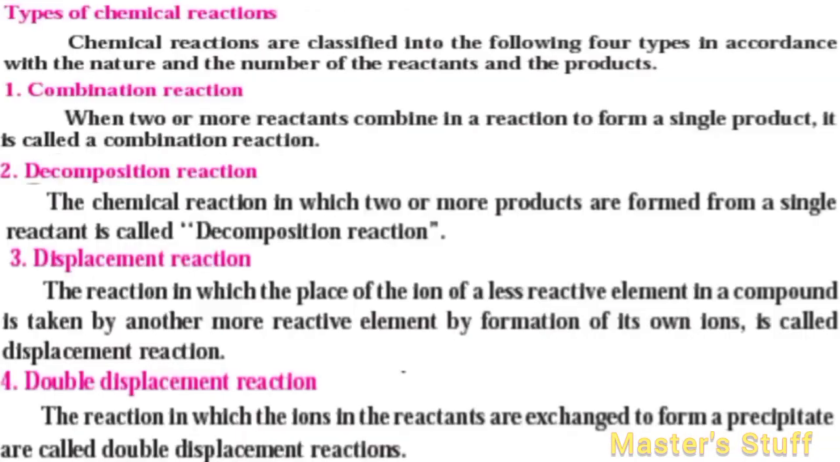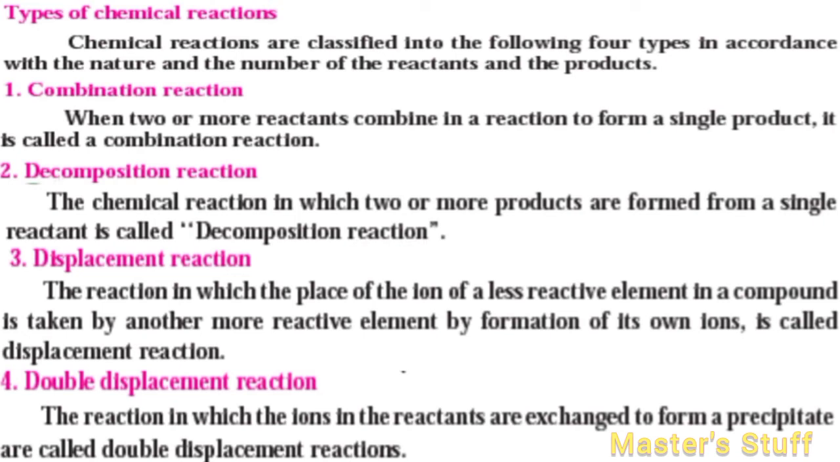Now, let's study the types of chemical reaction. In accordance with the nature and the number of reactants and products, chemical reactions are classified into following 4 types. That is combination reaction, decomposition reaction, displacement reaction and double displacement reaction.